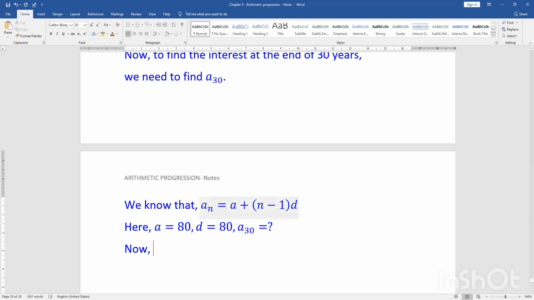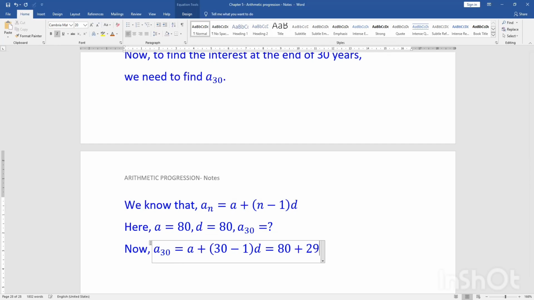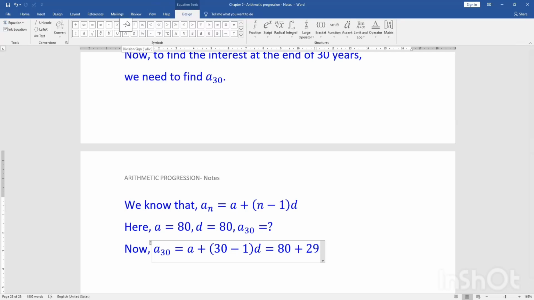Now A30 is equal to, let us take the same formula and just substitute here. A30 is equal to a plus 30 minus 1 into d, correct? What is the value of a? 80, plus 30 minus 1 is 29, into 80.